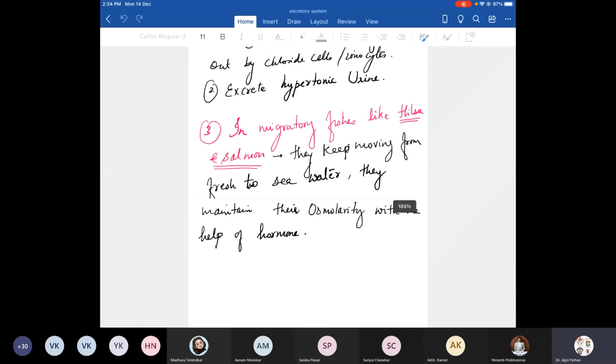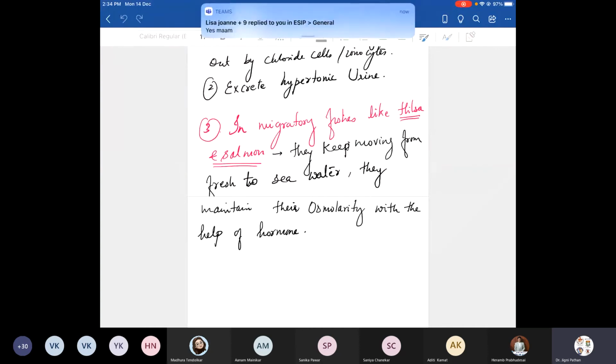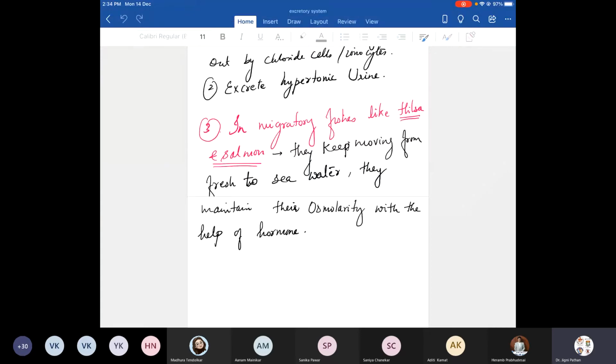Next, in the migratory fishes like hilsa and salmon, they keep moving from fresh water to sea water. So at that time, how do they manage? They maintain the osmolarity with the help of hormones. Please write.